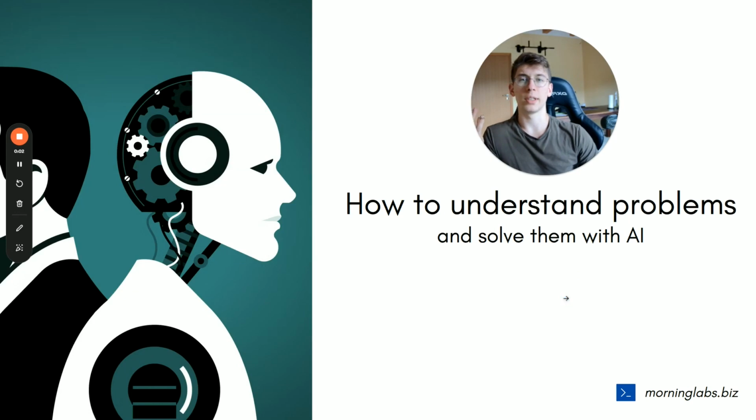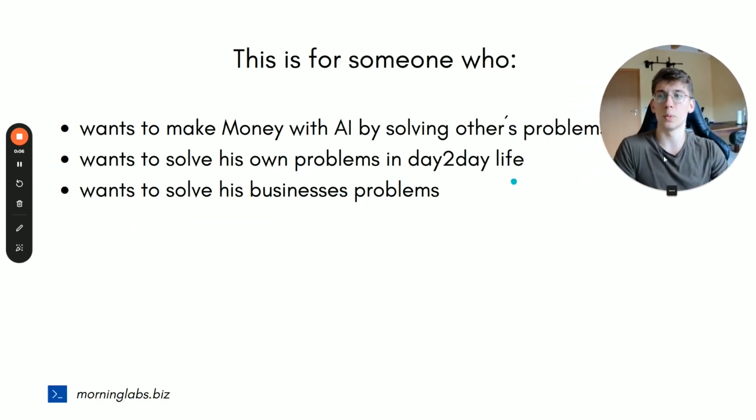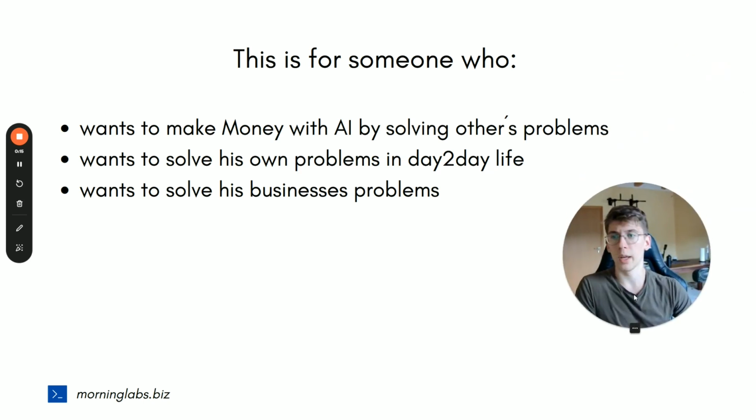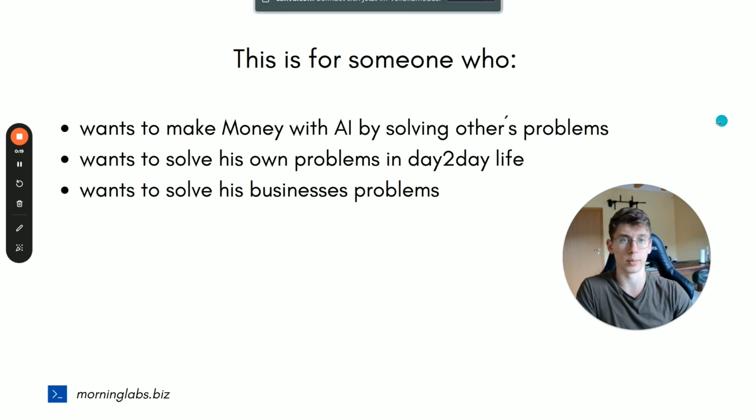So basically this is how we're going to understand problems and solve them with AI. Okay, so this is for someone who wants to make money with AI by solving other problems, basically an AI agency, or someone who runs a business with AI, somebody who wants to solve his own problems in day-to-day life, and someone who wants to solve his business problems.